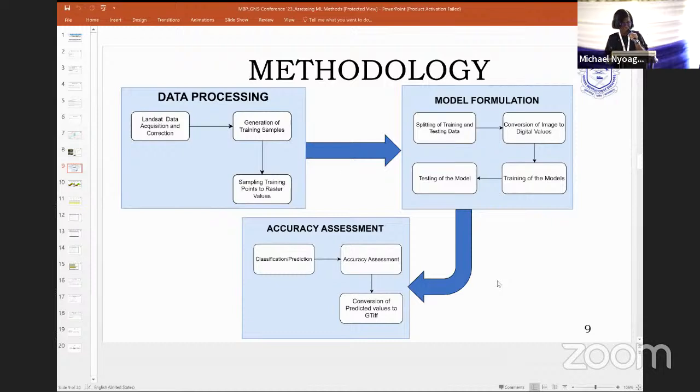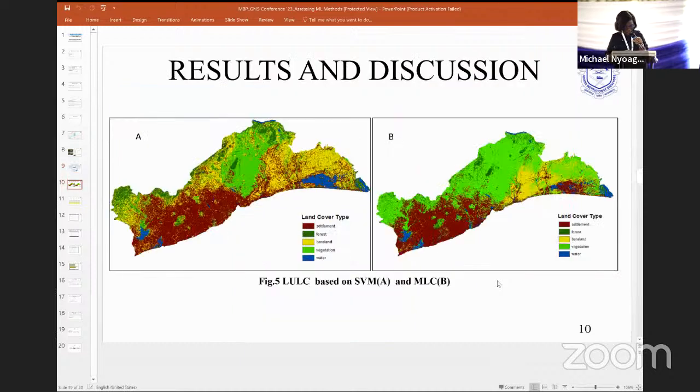For the purpose of this presentation, I am showing the image we had for the support vector machine and then the maximum likelihood classifier, which is the traditional classifier. So the one on the left is the image we had for the support vector machine, and the one on the right is the image we had for the maximum likelihood classifier. We just continue to look at the discussion of the results from the accuracy metrics.